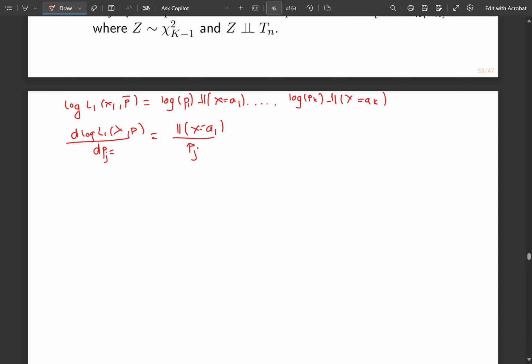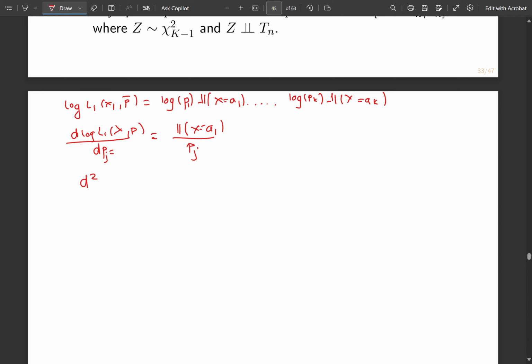Now the next thing when we compute a variance for this is that I need to look at the outer product of the gradient times its transpose. So for this, I need to take the derivative one more time with respect to pj, and let's do that.